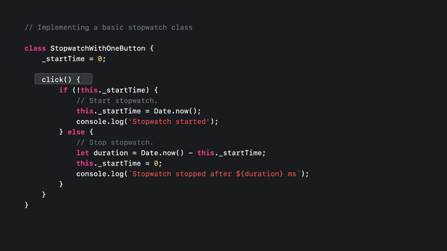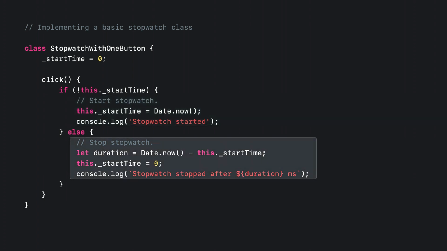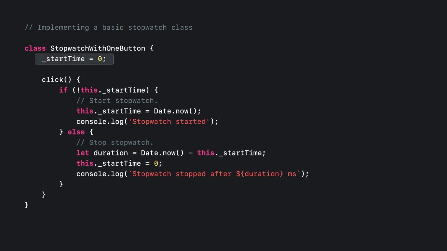Stopwatch with one button has only one method named click. It checks the start time variable. If start time is unset, the click means to start, so it will set the start time. If start time is already set, the click means to stop, so it will calculate the duration and reset the start time. You can see start time comes with an underscore prefix. This is a naming convention commonly used to denote that the variable should only be used inside of the class. But that does not actually prevent the start time from being accessed publicly.